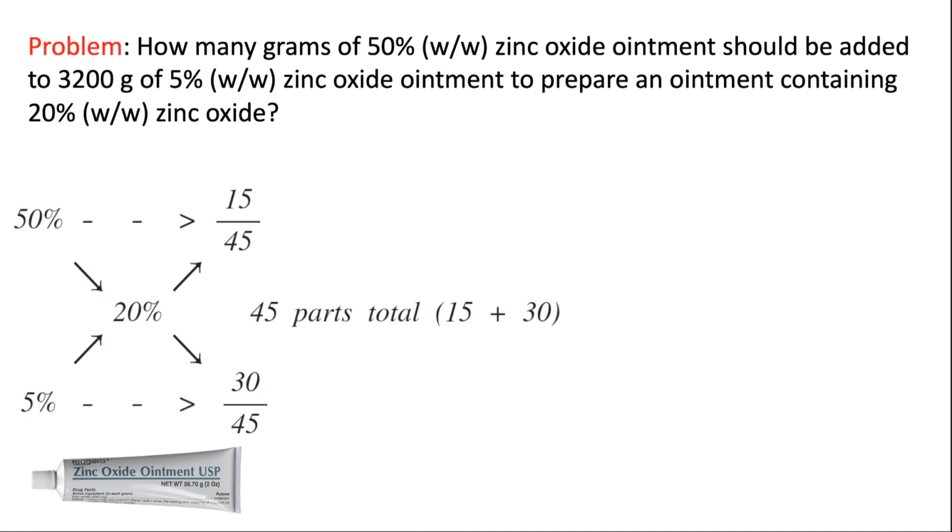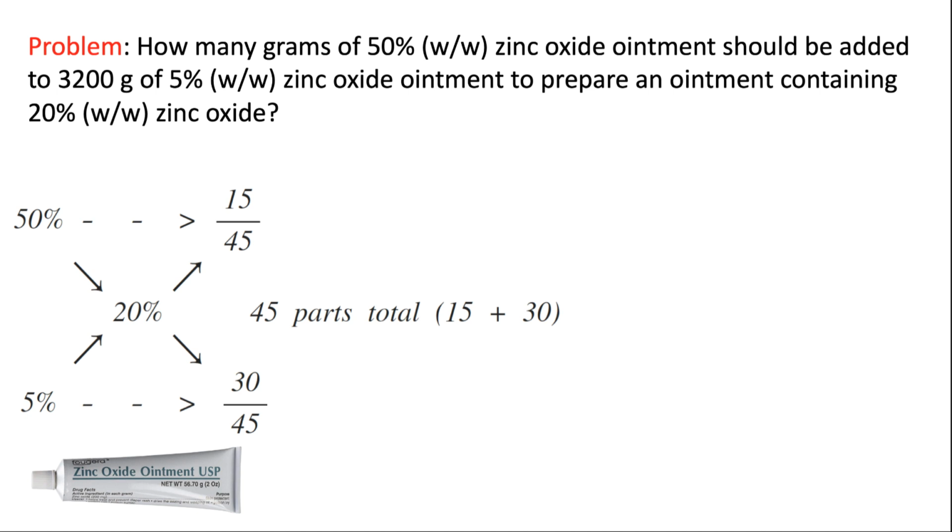Okay. Then going from my 5%, working from lower left to upper right, I go up and take my 20 minus my 5, which would be 15, and that's put to the upper right as 15. And now I add up my total parts. So if I get 15 parts from my 50% and 30 parts from my 5%, 15 plus 30 equals 45. So my proportion I'm going to set up on top for the 50% is I need 15 parts out of a total of 45 parts to be the 50%. On the bottom, I show that I need 30 parts out of the total of 45 parts to be 5%.